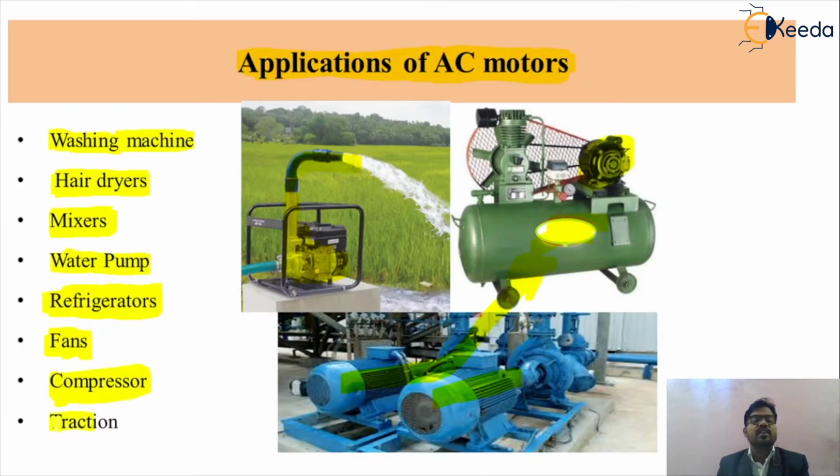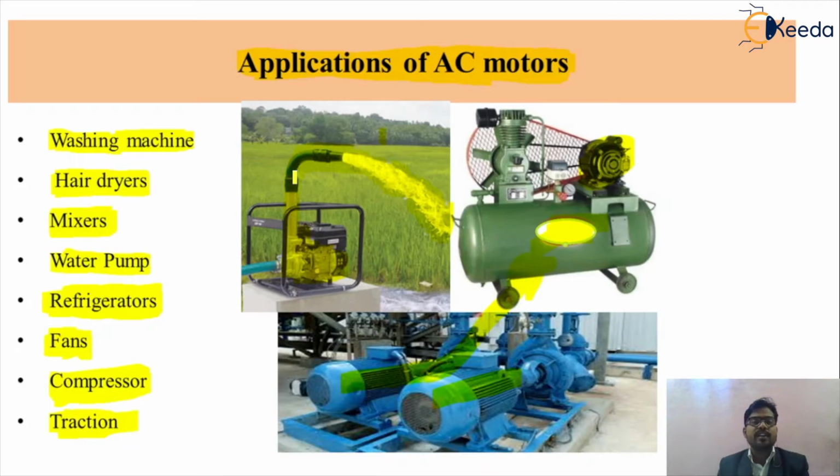Similarly, we use AC motors for traction purposes, because, as we know, in the AC locomotive, that is the local trains, we prefer the AC series motor because we use the pantograph collector for current collection. That is the modernization of the slip ring induction motor, which gives you a high starting torque. For that sake, we use the AC motor for traction purposes. So friends, these are the different applications of your AC motor.